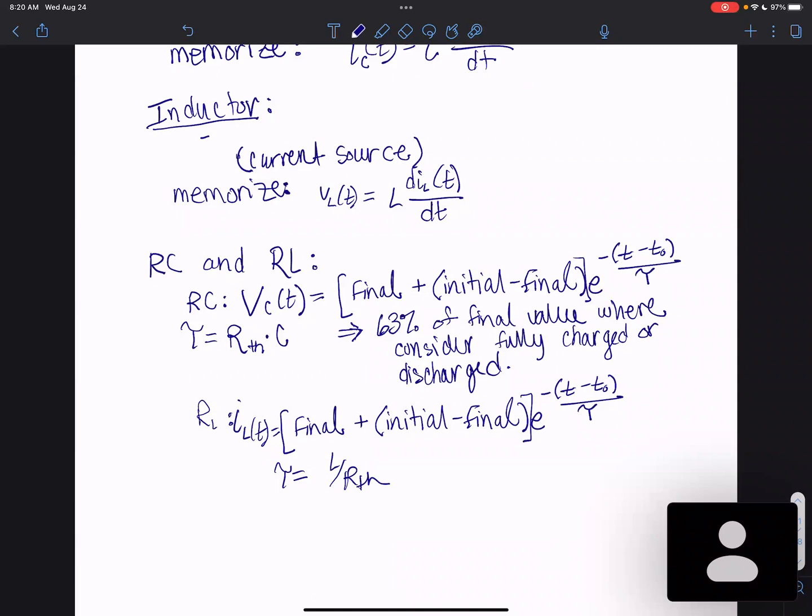Okay, so we need to know RTH would be one of them. And we would need to know VTH will be in there in the equation somewhere. So we would need to know the Thevenin. What else do we need to know here? Correct. So we need to know final value, initial value. And so that's where we're going to start.